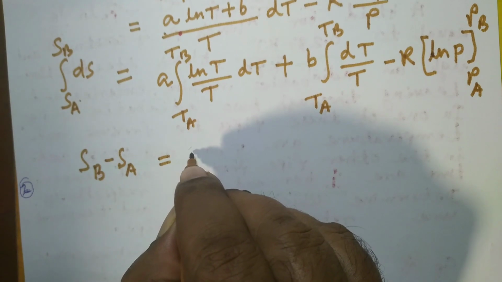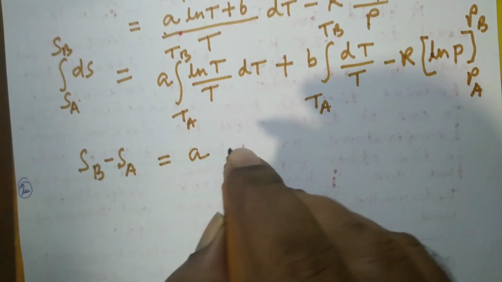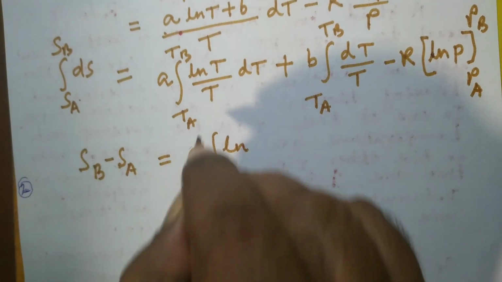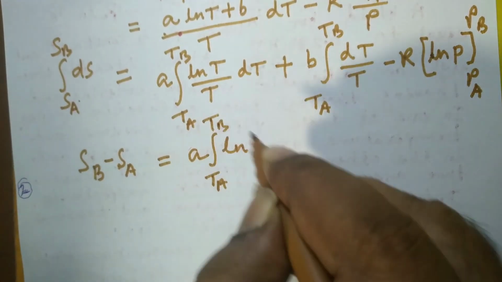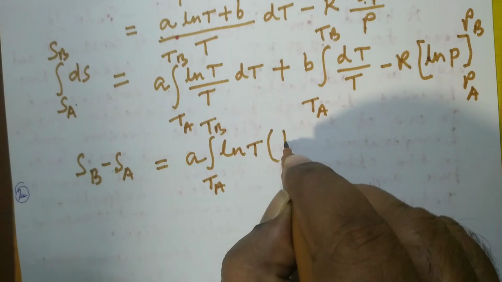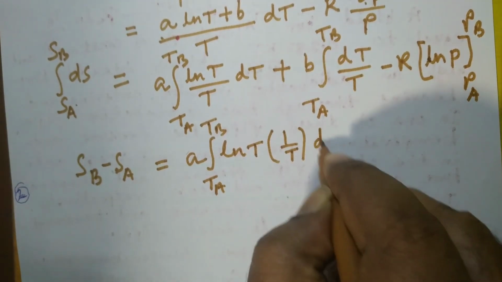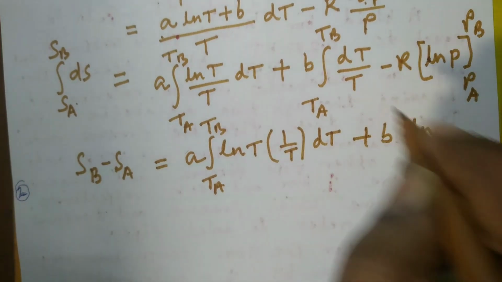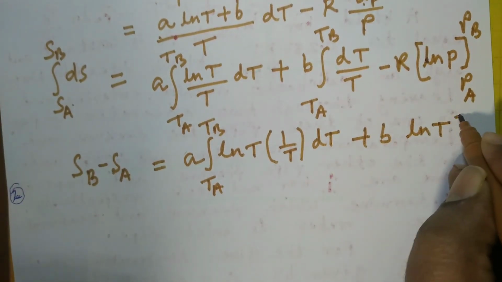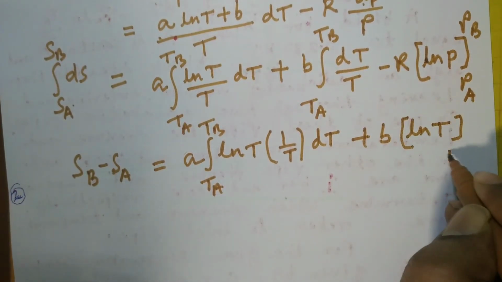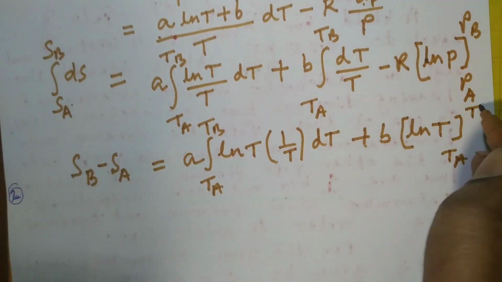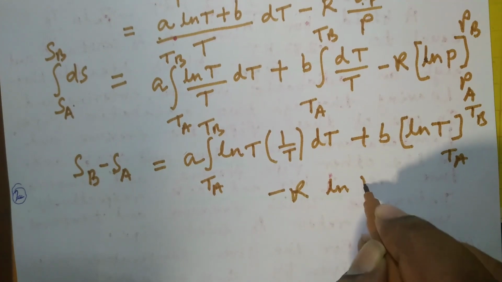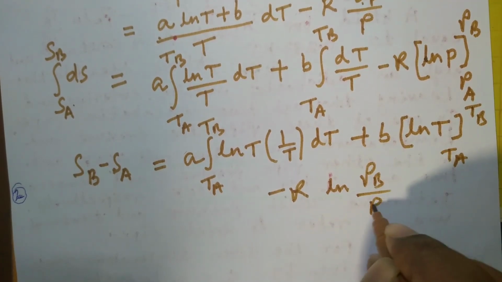This is A ln T, one by T dt plus B integration of dt upon T is ln T. Limit is from TA to TB minus R ln PB upon PA.